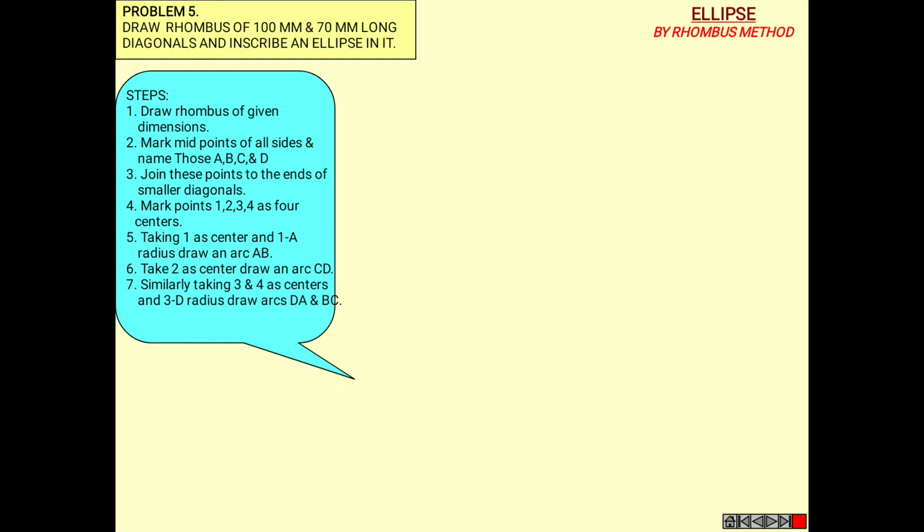The first step is to draw a rhombus of given dimensions. Here I have given you 100 mm and 70 mm. With those dimensions you need to make a rhombus and mark midpoints of all sides and name them as A, B, C and D. Now join these points to the ends of the smaller diagonal.